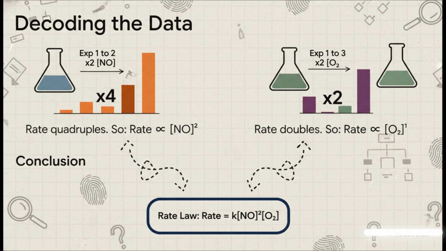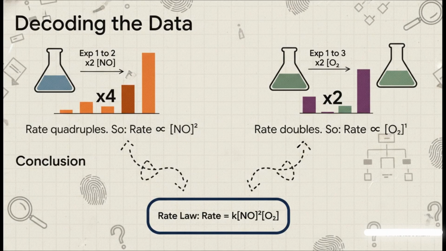Got it? Okay, now let's compare experiments 1 and 3. This time, NO stays the same, and we double the O2. What happens to the rate? It goes from 0.096 to 0.192. It just doubled. So we double the reactant, and the rate doubles. That means the rate depends on O2 to the power of 1. And just like that, we've figured it out.